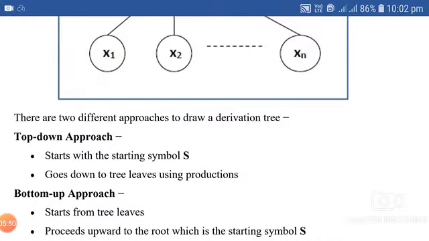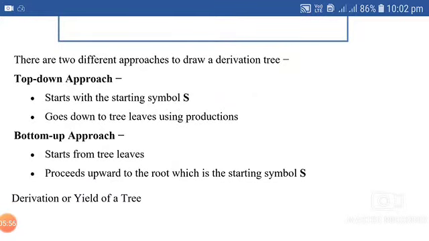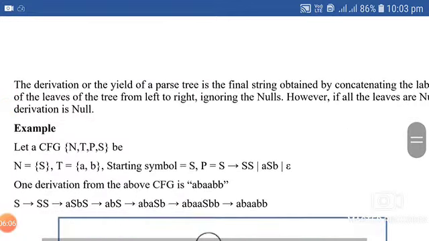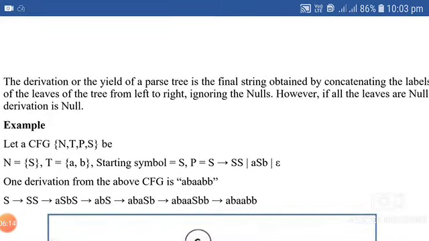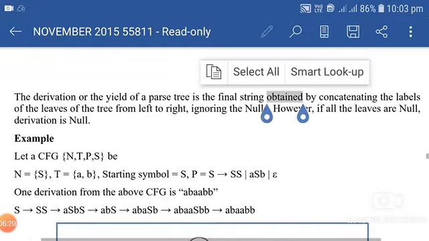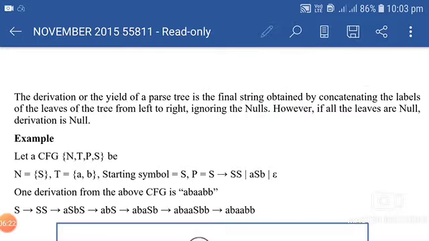The top-down approach starts with the starting symbol S and goes down to the leaves using productions. The next one is the bottom-up approach, which starts from the tree leaves and proceeds upwards to the root with the starting symbol S. Derivation or yield of a tree: the derivation or yield of a parse tree is the final string obtained by concatenating the labels of the leaves of the tree from left to right, ignoring the nulls. However, if all the leaves are null, the derivation is null.